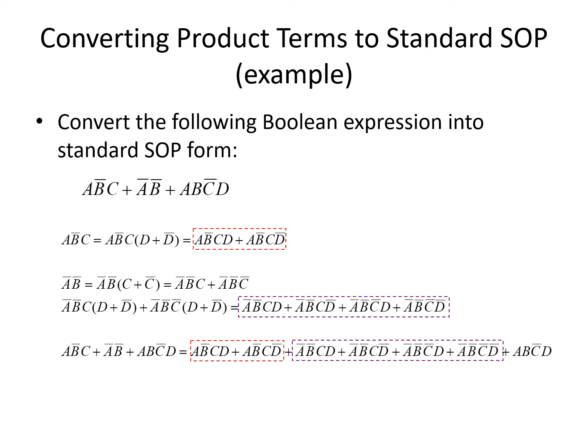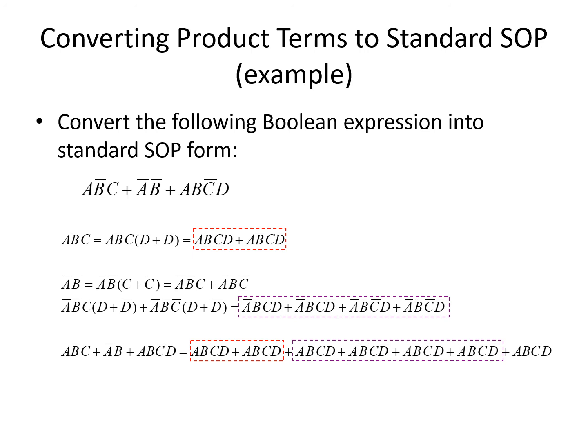Converting product terms to standard sum of product. Consider the example A B bar C plus A bar B bar plus A B C bar D. So consider the first term A B bar C. To the first term we'll add the missing variable D as D plus D bar. So we could see that the expanded form is A B bar C D plus A B bar C D bar.